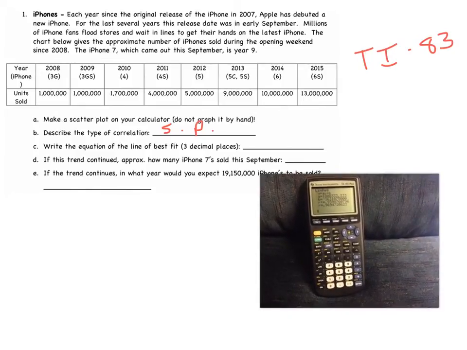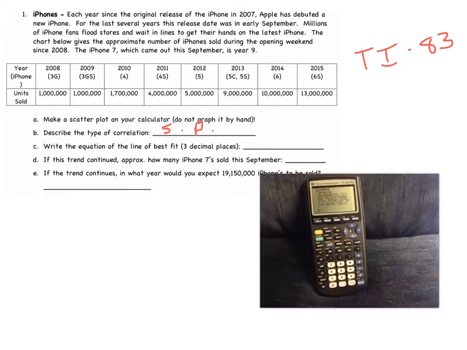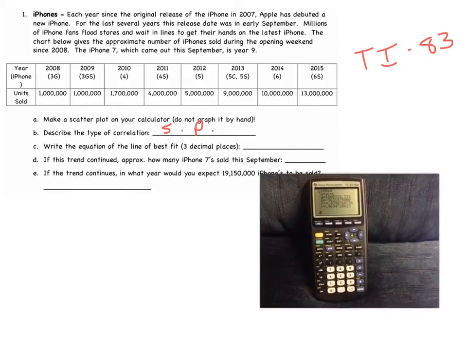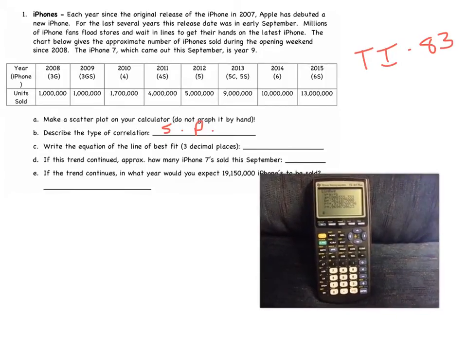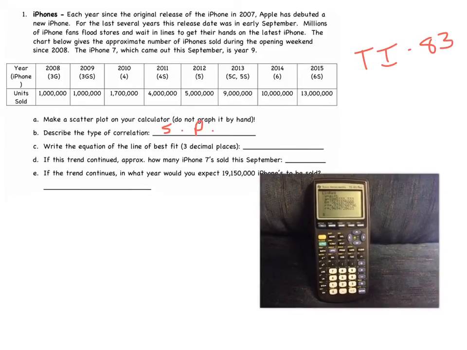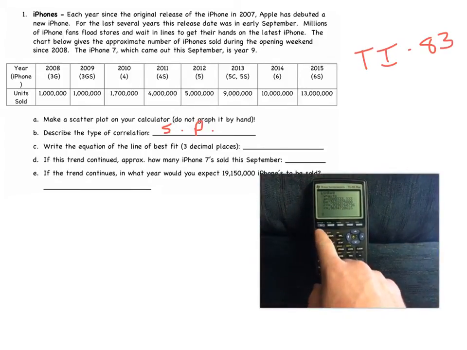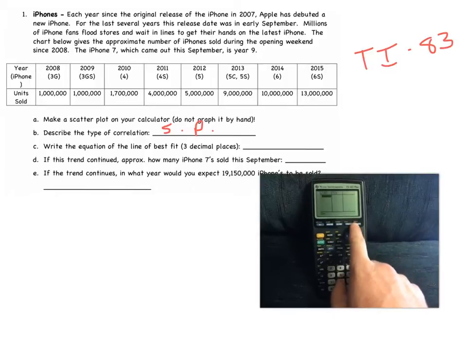Part D, if the trend continues approximately, how many iPhones are sold this September? So this September, this year, 2016, they give us the X value. So what we're going to do is, since they give us an X value, we're going to go second, and we're going to go to our table. And this allows us to type any number we want.